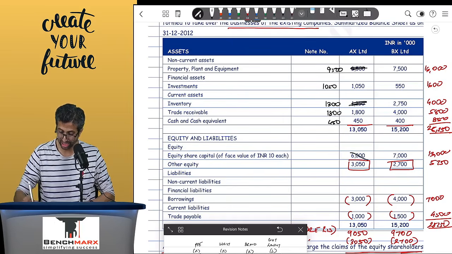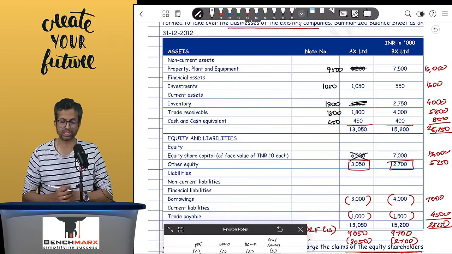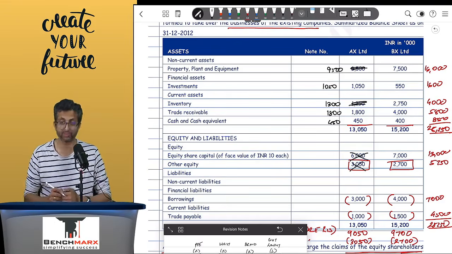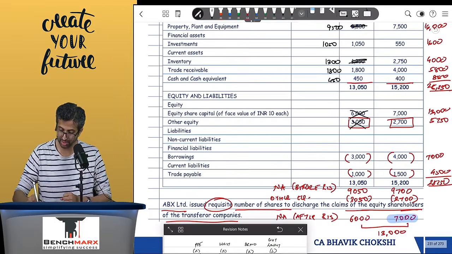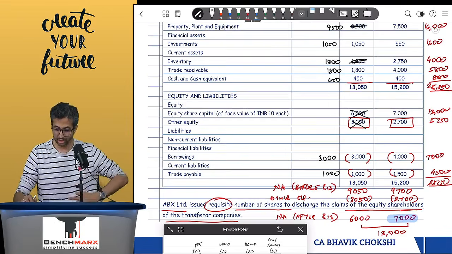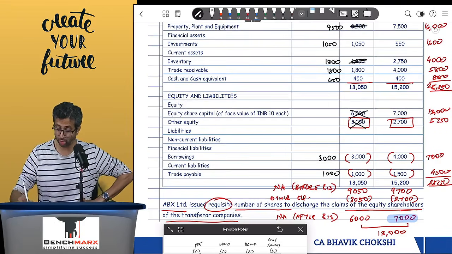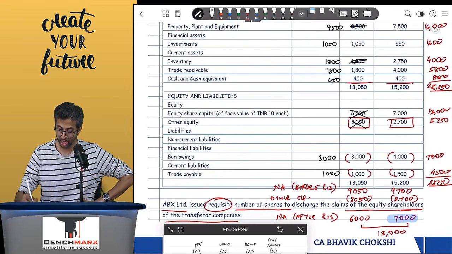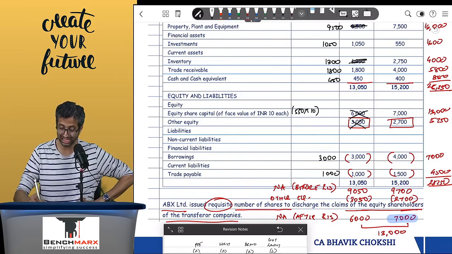Will the share capital of AX be taken over? No. Will the reserves of AX be taken over? No. But will the liabilities be taken over? Well, yes. This will be 3000. This will be 1000. Now, against this, will you have to issue shares? Well, over here, we will issue 550 shares of rupees 10 each of ABX.